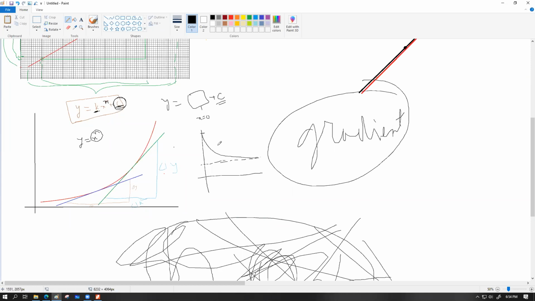Number 1: value of y for a known value of x, and vice versa. Sir, can you repeat? Value of y for a known value of x and vice versa.